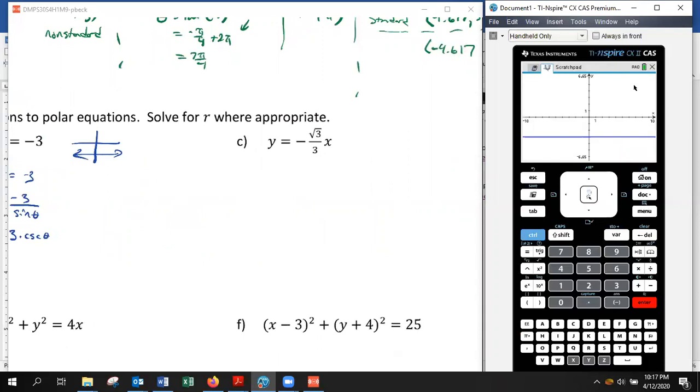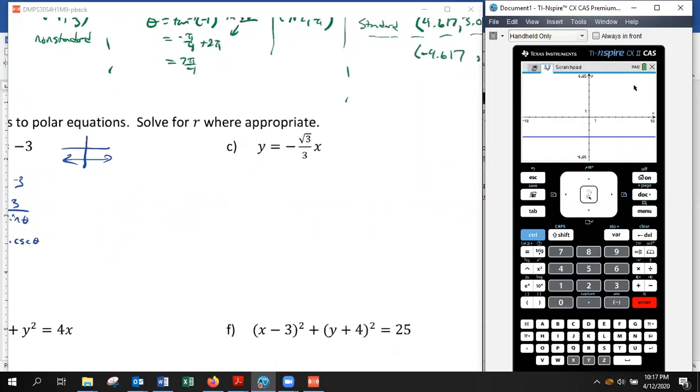Well, what about not just a vertical or horizontal line? What about this? y equals -square root of 3 over 3 x. What does that line look like? It has a negative slope. It looks something like that. So how do I change that into something polar?